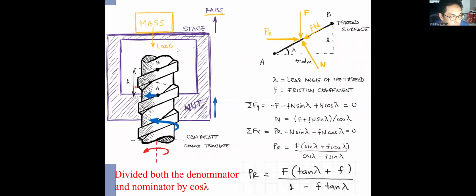So we have the square screw here, compacted with a nut element, for raising or lowering a mass. Suppose this is your load. We can raise or lower this nut element for lifting this mass, right?